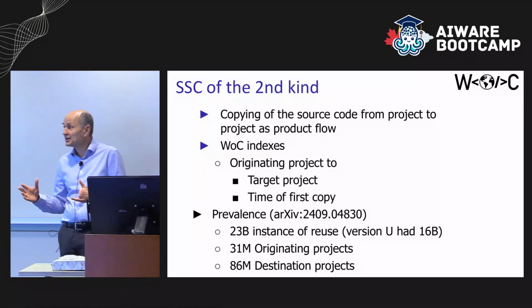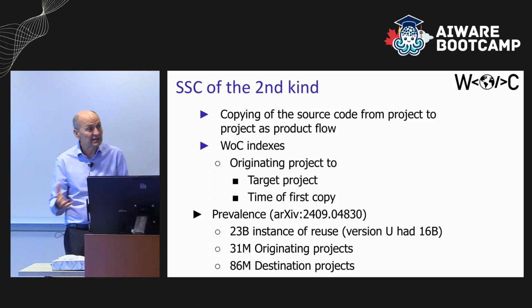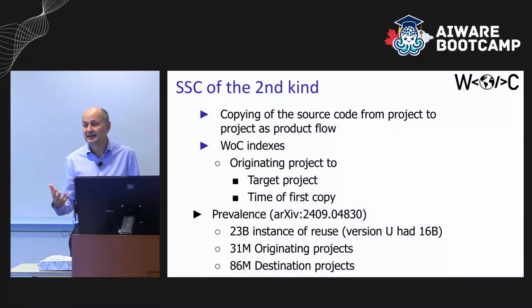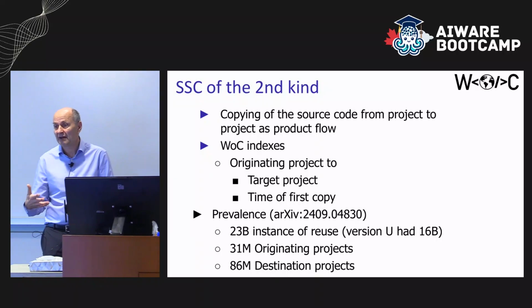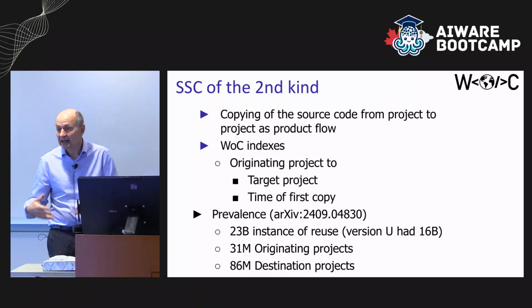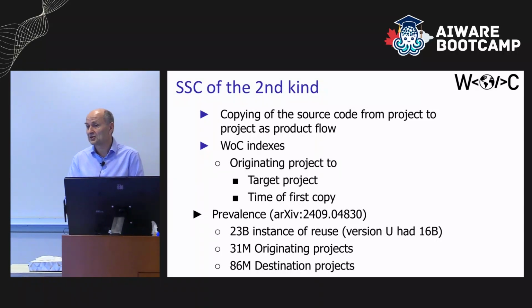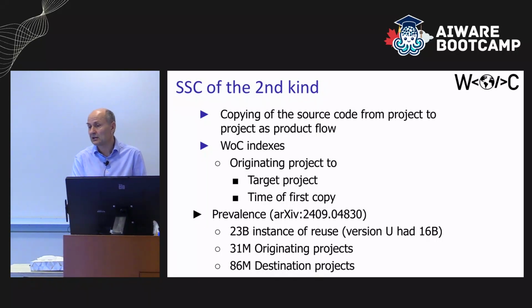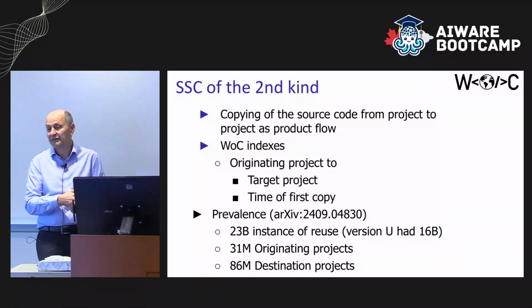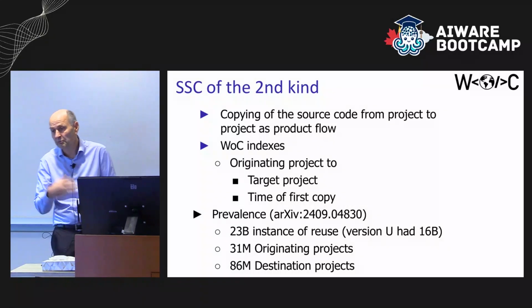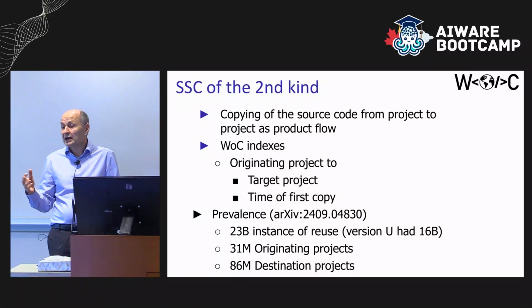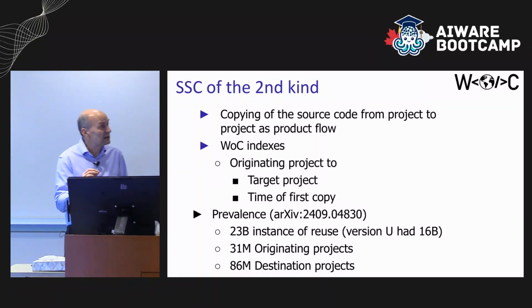As far as supply chain of the second kind, copying, that's the one that industry does not really recognize as such, because you really need to have a complete collection in order to use it. That's copying of code from project to project. So in World of Code, there are indexes that have, for each blob, originating project, target project, and time of first copy.